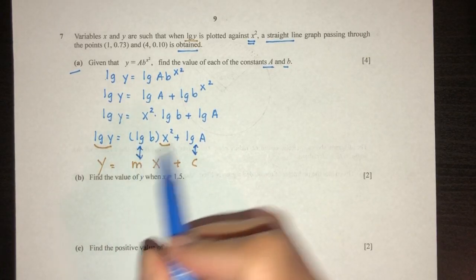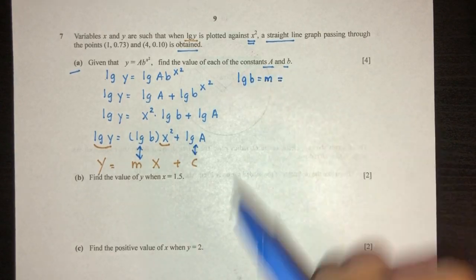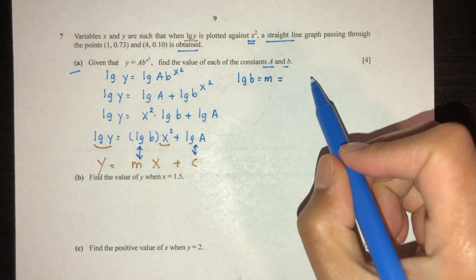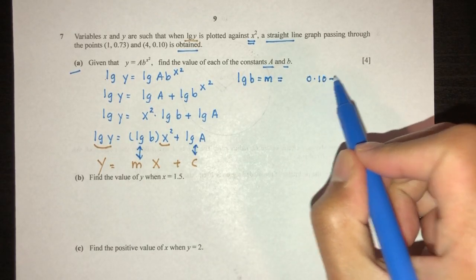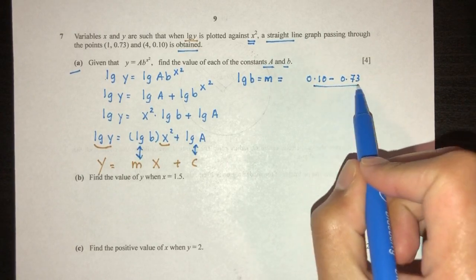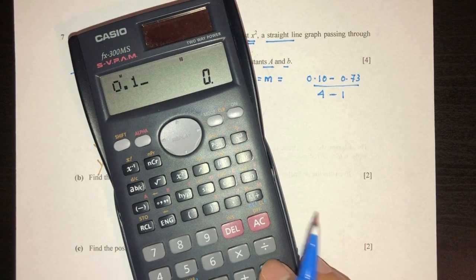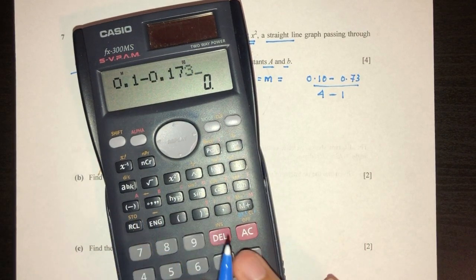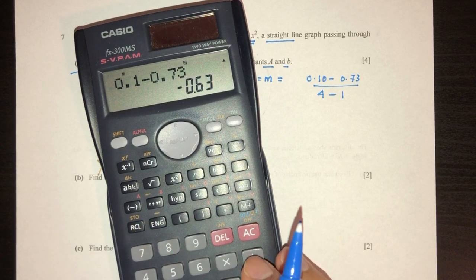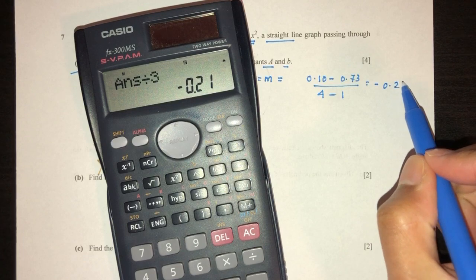So we know this is gradient, so log of b has to be your gradient. And how do you find gradient? You find it by using your formula, because we know 2 points already. That will be your y2 minus y1 divided by your x2 minus x1. So 0.1 minus 0.73 divided by 3. That should be minus 0.21.